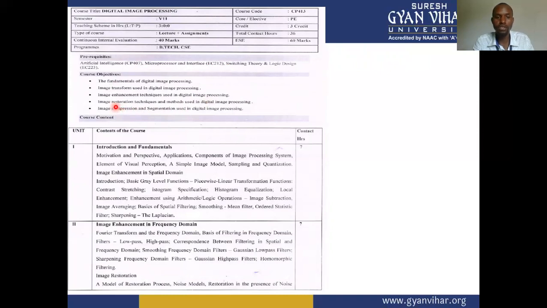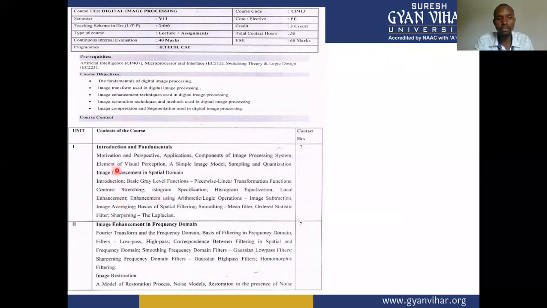Fourth is image restoration techniques and methods used in digital image processing. And lastly, we will cover image compression and segmentation. All these techniques are very wonderful to cover. Now that we have data science, machine learning and artificial intelligence, these technologies very much use these concepts. So everything is not going to waste. These are techniques that you learn and you'll find a place for their application.